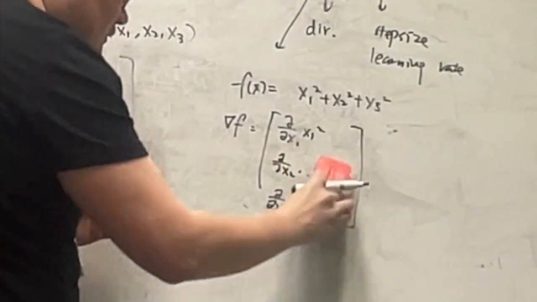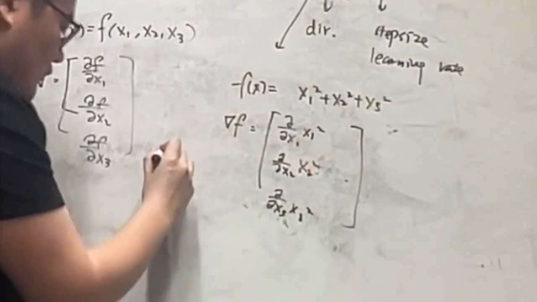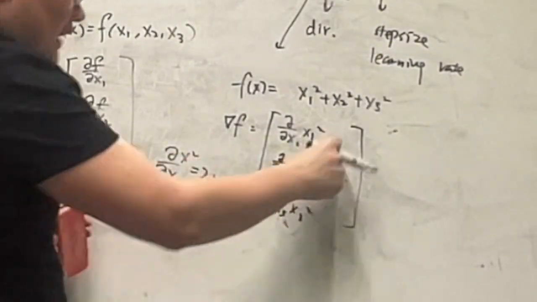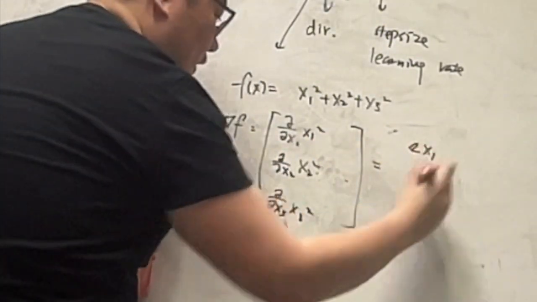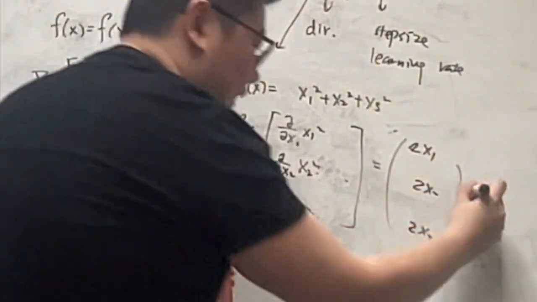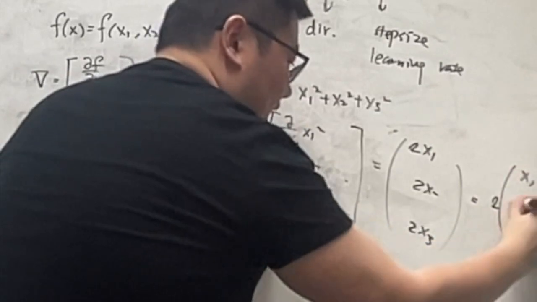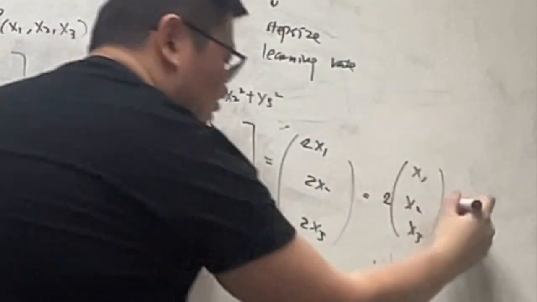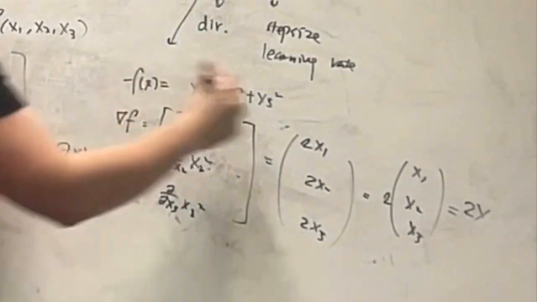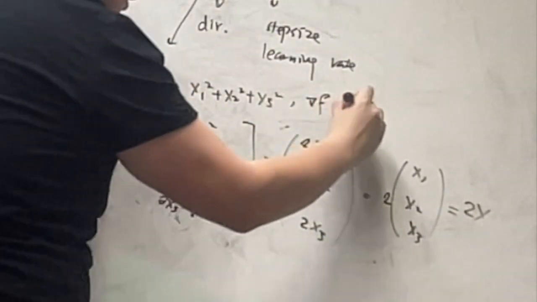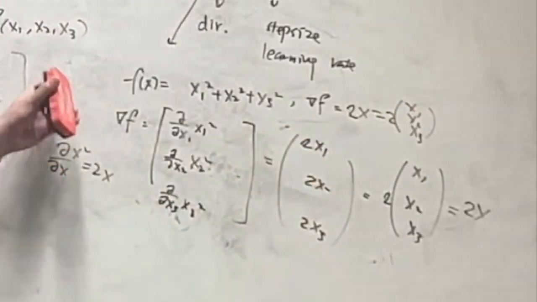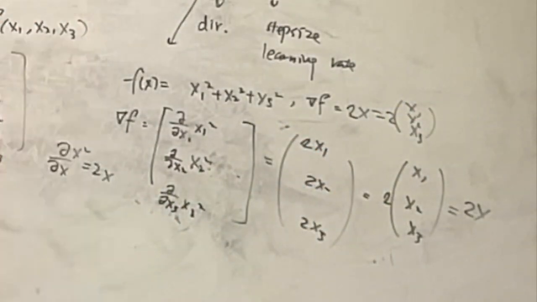Then here's the high school calculus. What is d(x squared)/dx? 2x, right? So this gives me 2x1, this gives me 2x2, this gives me 2x3, or I can write (2x1, 2x2, 2x3), which is 2x. So if I have this, then my gradient will be 2x. This is an example, a very simple example.